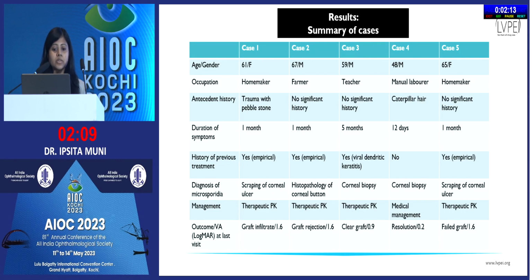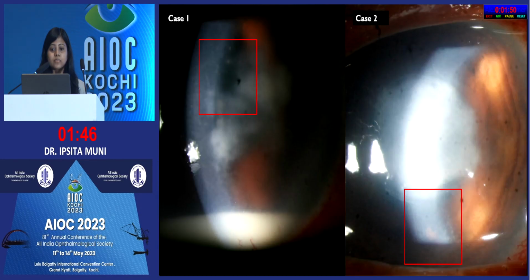In our institute, the diagnosis of microsporidia was made with scraping of corneal ulcer in 2 cases, and by histopathology in the remaining 3 cases. In most cases, therapeutic PK was done, and most were unsuccessful due to various causes, whereas 1 had a clear graft and 1 was managed medically. So these are some of the slit lamp photos showing the distribution of keratic precipitates beyond the area of the lesion.